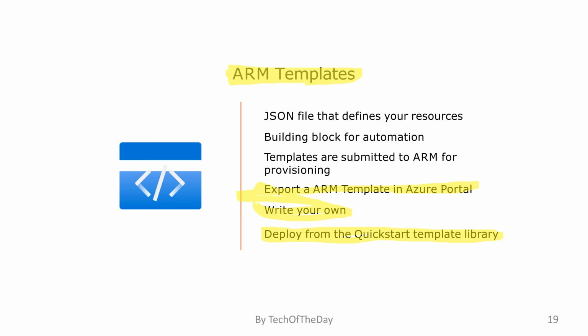So it was creating NSG settings, it was creating NIC, it was creating VNet, and then in the end it was creating the virtual machine. So let's continue.